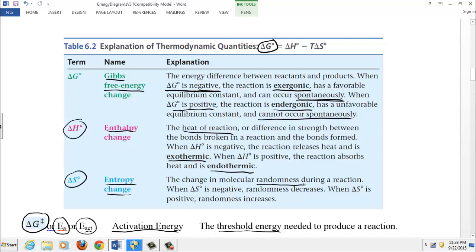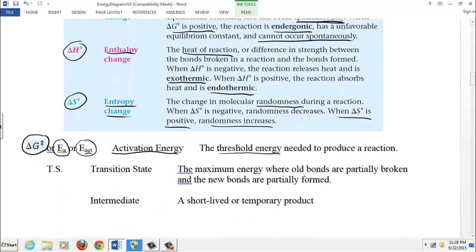And the idea is that nature tends to get more disordered as things become more favorable. And so when delta S is positive, randomness increases. Let's see, I think there's a couple more terms here. Right, transition state. I've abbreviated that TS at times. That's the imaginary point at which a molecule is breaking some bonds and making other bonds. And it's not something you can freeze or see visually, but it's something we think is happening as the molecule passes from reactants to products.